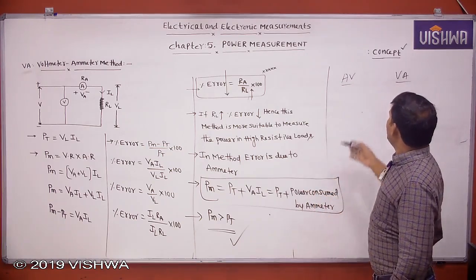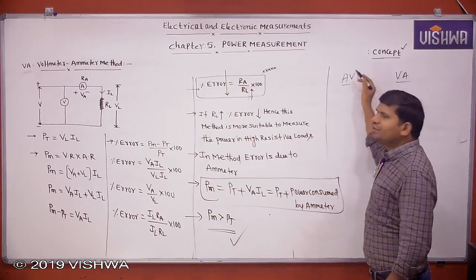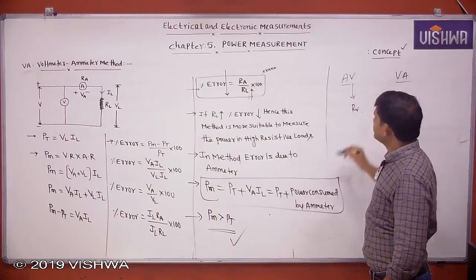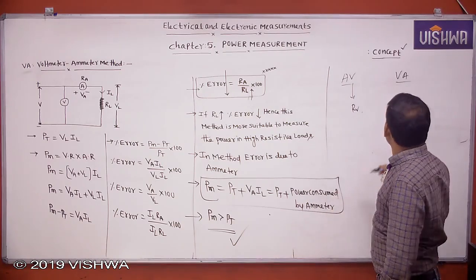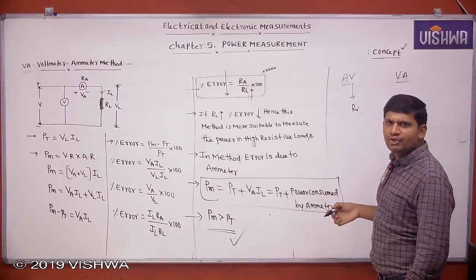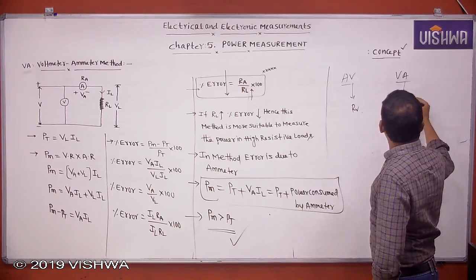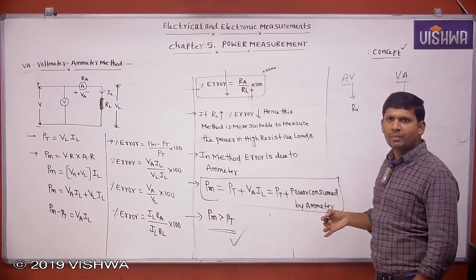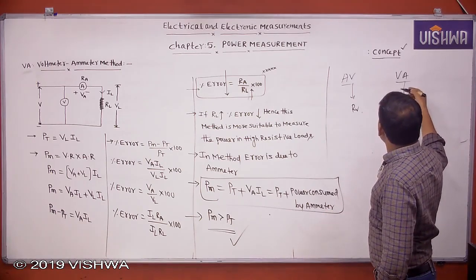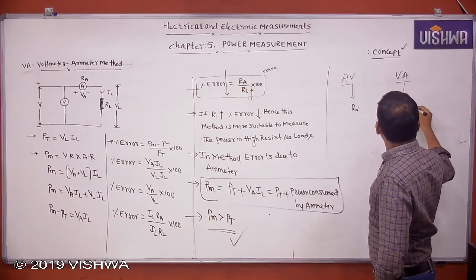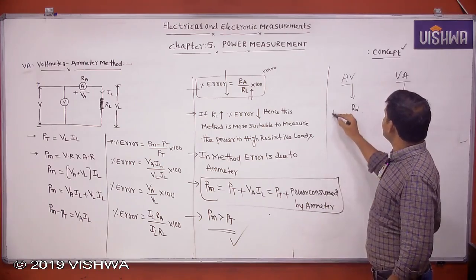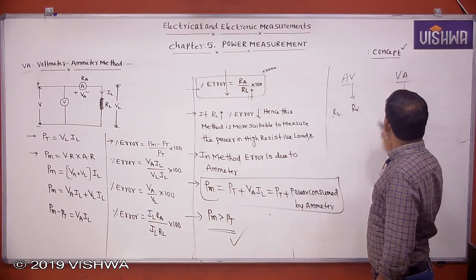Okay, in the ammeter voltmeter method, the error is due to which one? Voltmeter. Voltmeter means RV. Clear? In the voltmeter ammeter method, the error is due to which one? Ammeter. Then RA. In both, RL is common and present.